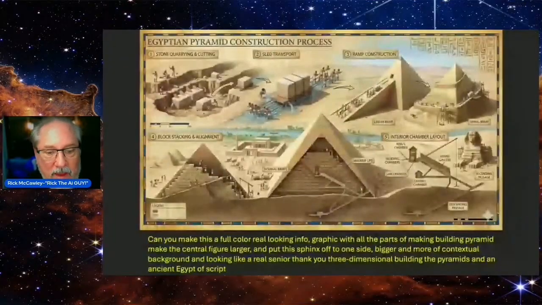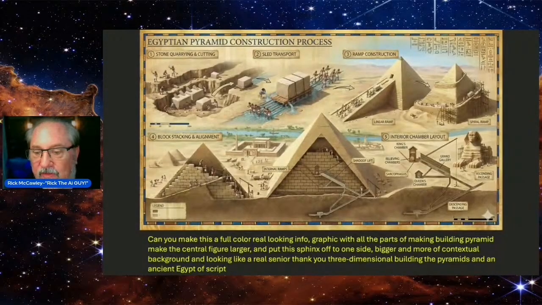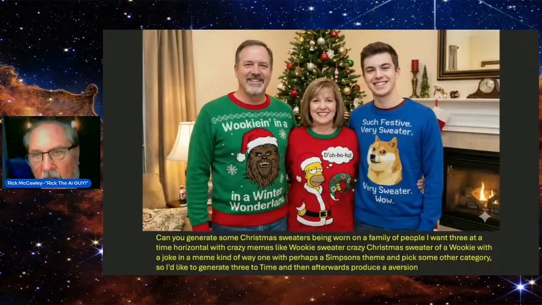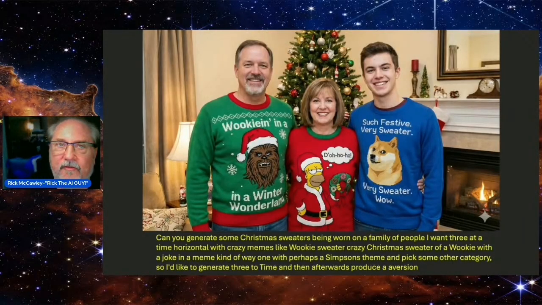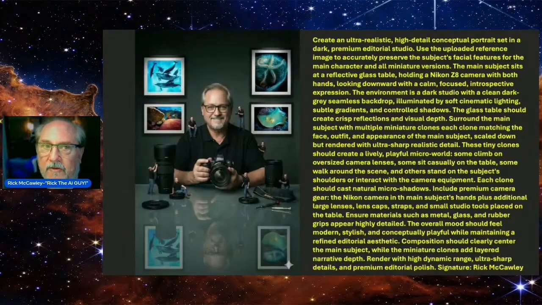Holy crap. So can you make this full colored, real looking infographic with all the parts, making the building pyramid, make the central figure larger and put the Sphinx off to one side, bigger and more contextual background, looking like a real three-dimensional building, the pyramids, and an ancient Egypt script. So this is a papyrus-based infographic that's real and is based upon its knowledge of all of these separate elements. And of course, you can have some fun and make some ugly Christmas sweaters, or you can do the kind of stuff that you see here.